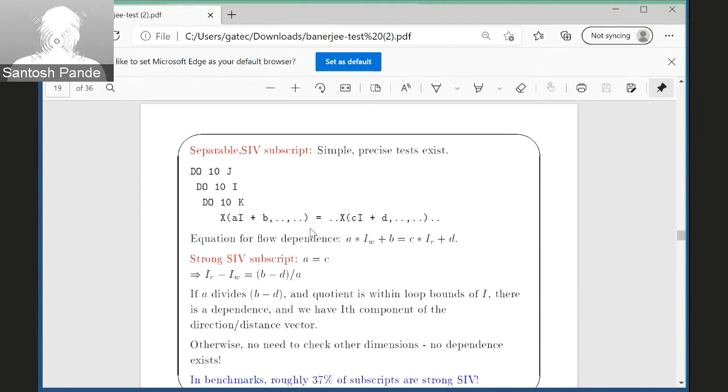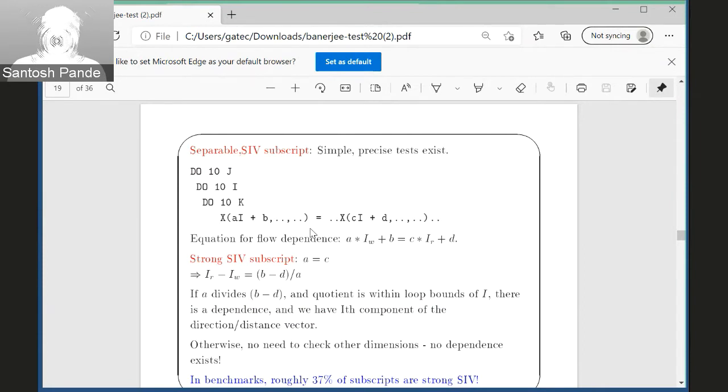In order for this equality to hold good, that is, for the dependence to hold good, we must have a situation in which (B minus D) divided by A is also integral. So in other words, if B minus D cannot be divided by A as an integer value, then there cannot be a dependence. However, if B minus D is divisible by A, there may be a dependence.